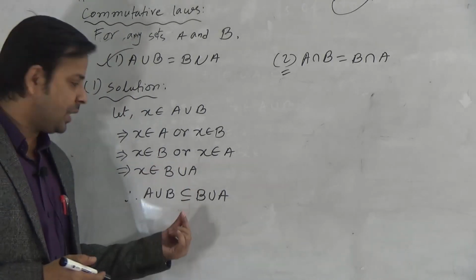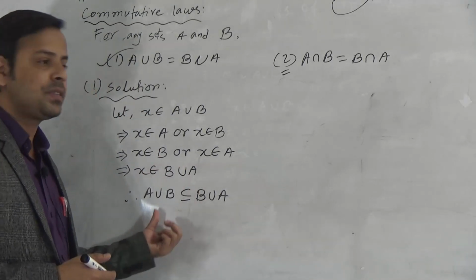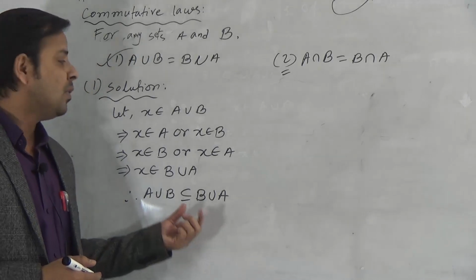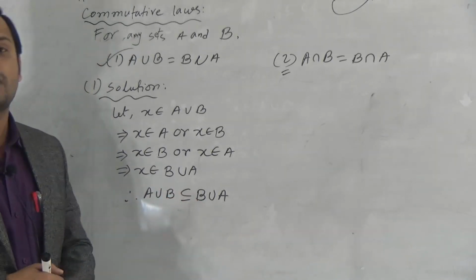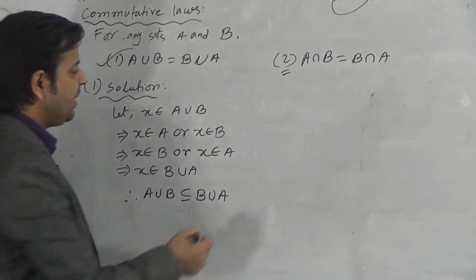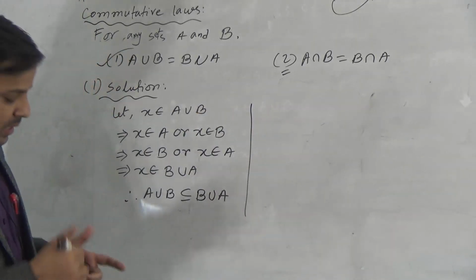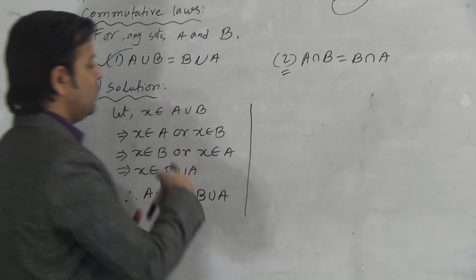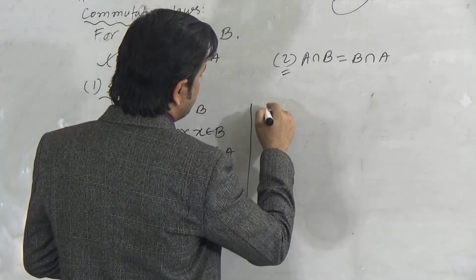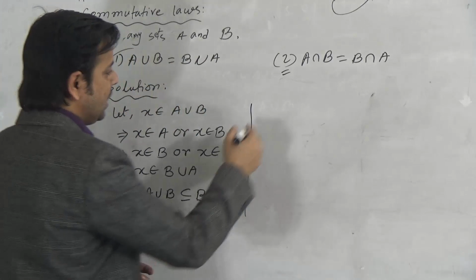Conversely, if we can show that B union A is also a subset of A union B, then we can say A union B is equal to B union A. Depending on this logic, we have to prove. Okay, so we can consider an element in the right side now. So we can write here again. You will write below, I am not writing below.